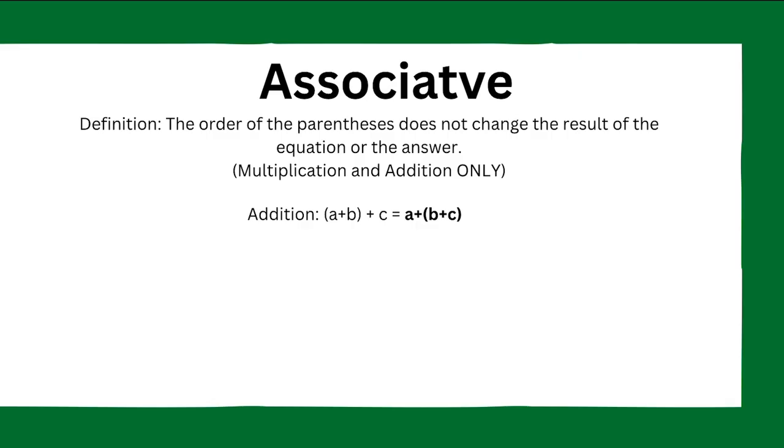Going on to my multiplication, it's still the same thing, just with a multiplication sign. So I have a times b inside the parentheses times c. Now, if I set that equal, I have a times, and then the inside of the parentheses, I have b times c. I still get the same result, even though the parentheses are rearranged. That's essentially what associative property is. Now we're going to do two addition examples together and two multiplication examples.